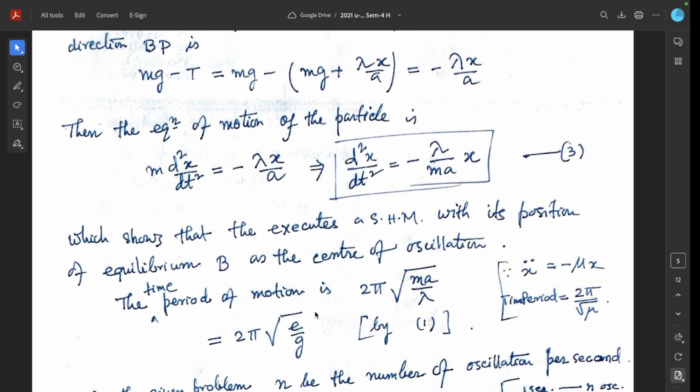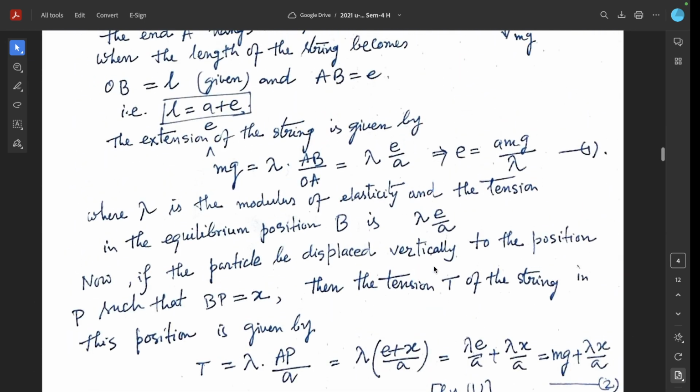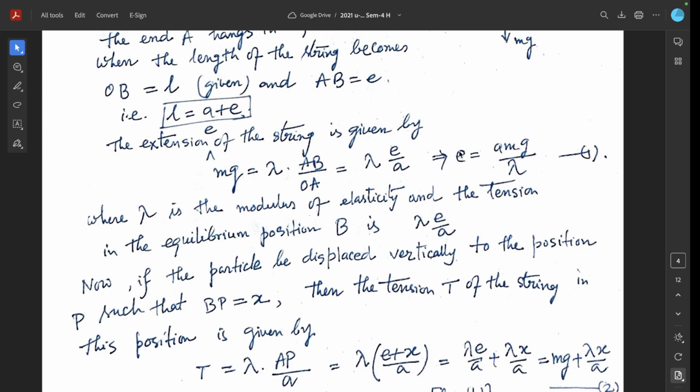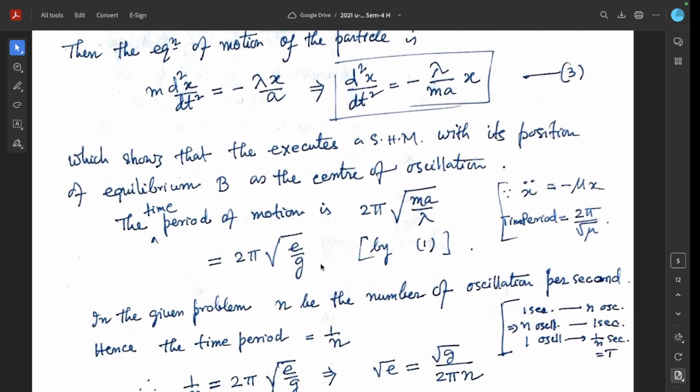The time period of motion is 2π root over ma by lambda, because we know that for simple harmonic motion d²x/dt² equals minus mu x, and the time period is 2π by root mu. So from equation 3, the time period is 2π root over ma by lambda. Actually, from 1, ma by lambda equals e by g. So we put here 2π root over e by g.